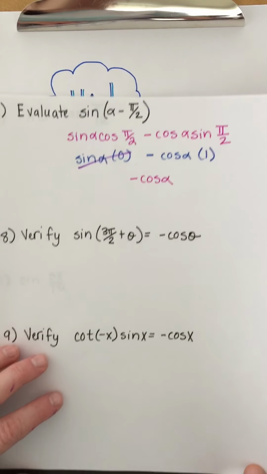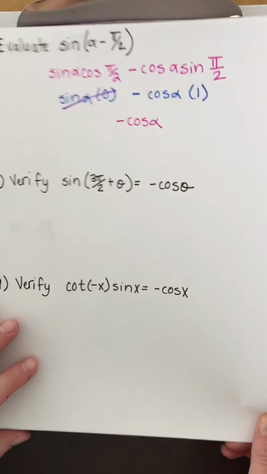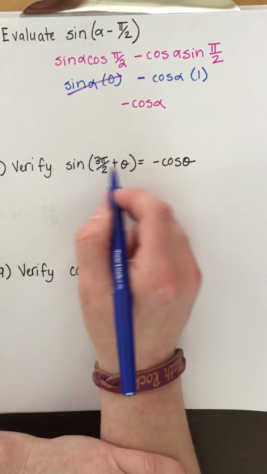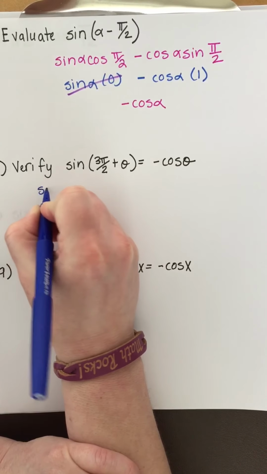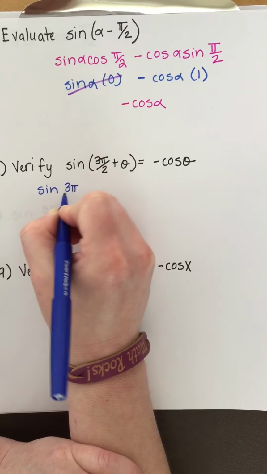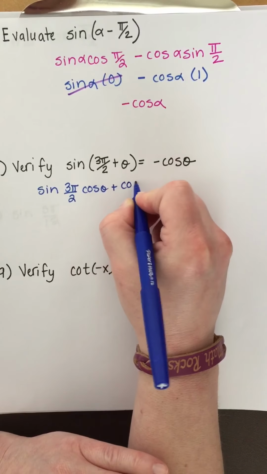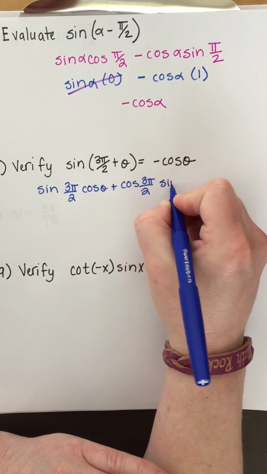All right, let's do another verifying. I'm going to do these two and then we'll stop. All right, for number 8, it wants us to verify that the sine of 3 pi over 2 plus theta is the same thing as the negative cosine of theta. So I'm going to use the sum of sine formula. So that will be the sine of 3 pi over 2 times the cosine of theta plus the cosine of 3 pi over 2 times the sine of theta.